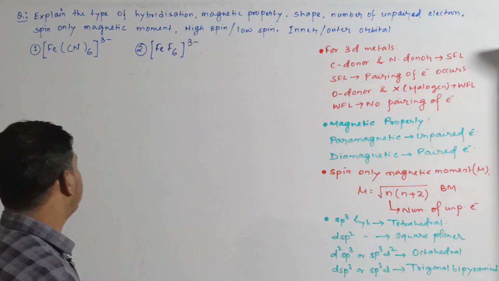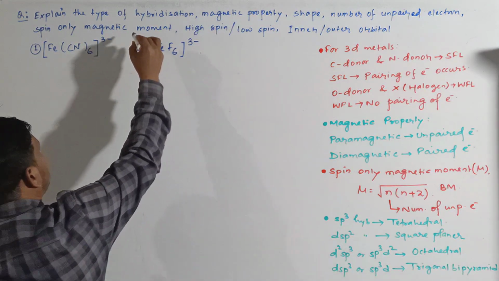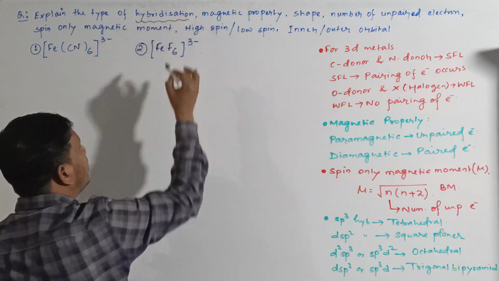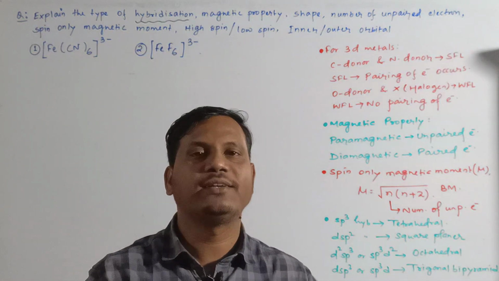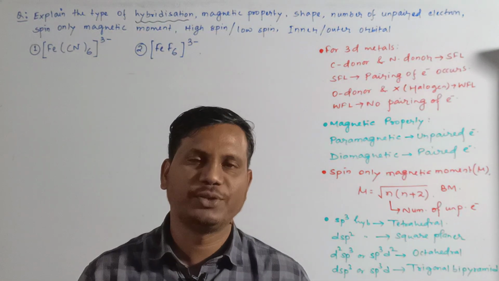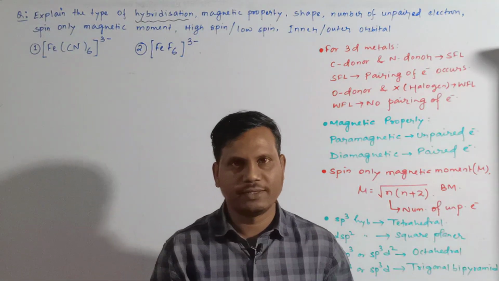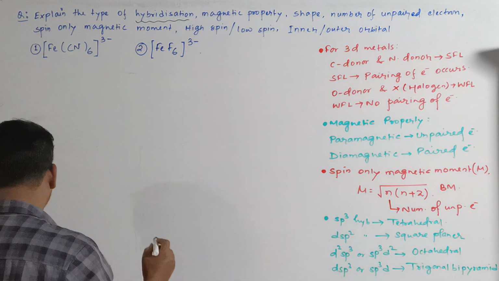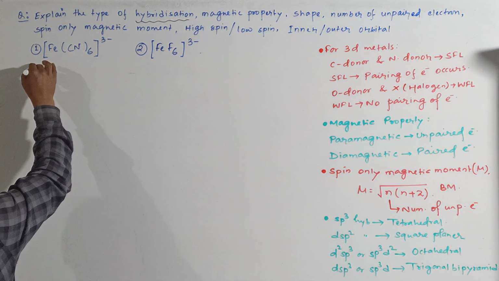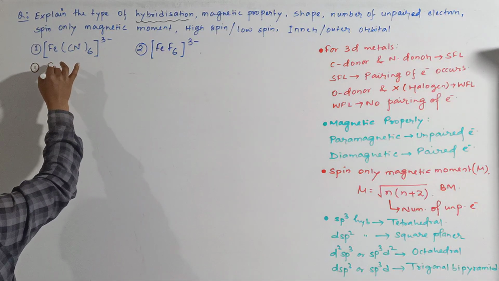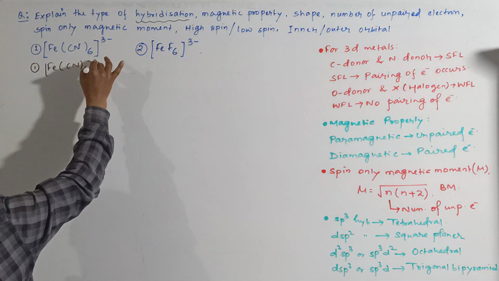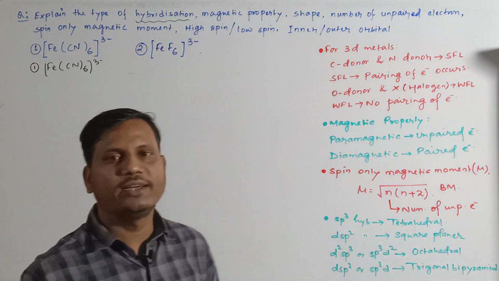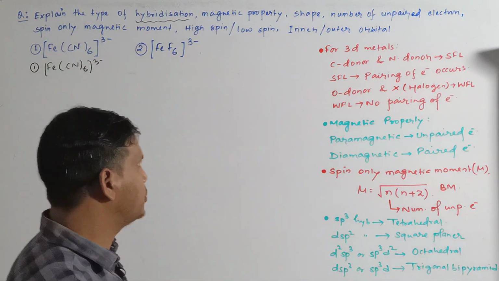So let us discuss. First we will find the hybridization. So how to find the hybridization? For this, first write the electronic configuration of the metal given in the complex. Let us take the first example. The first is given as [Fe(CN)6]3-. So the metal is iron, Fe. Write its electronic configuration.